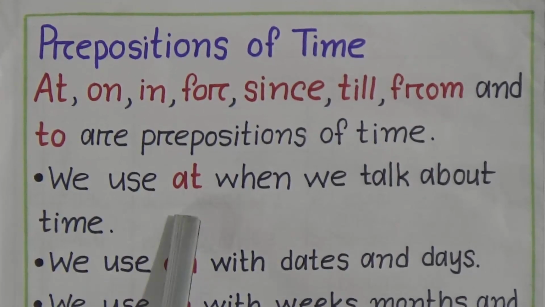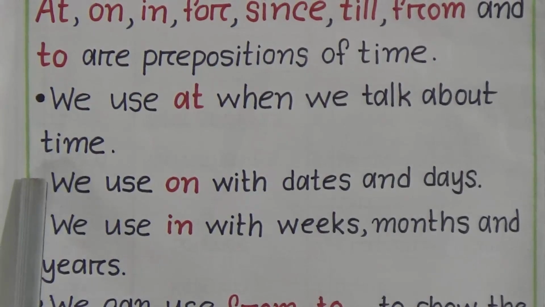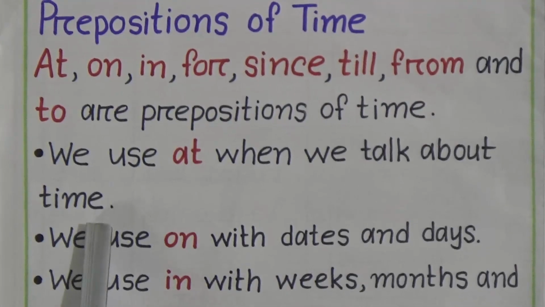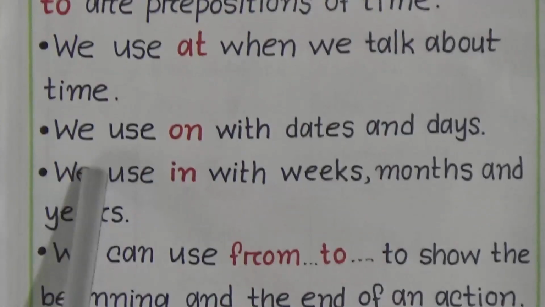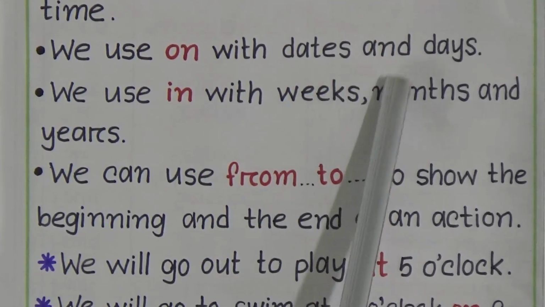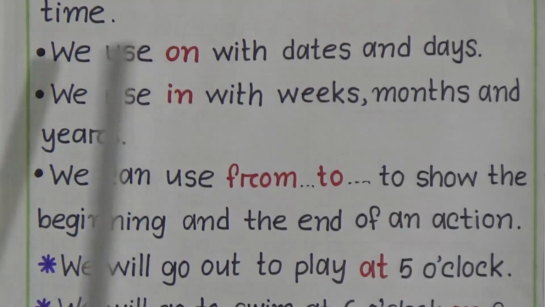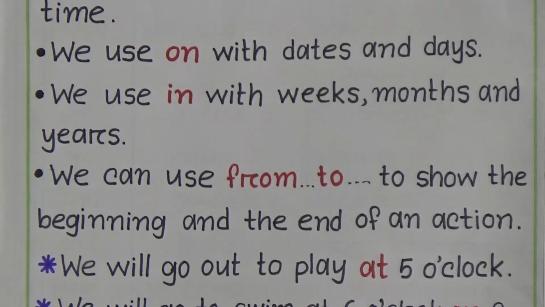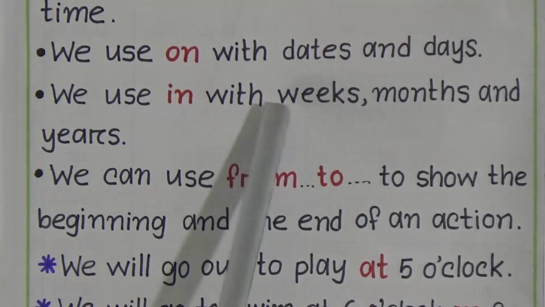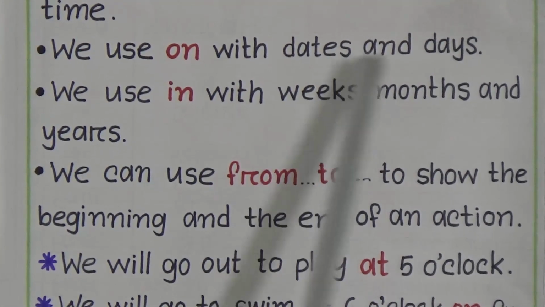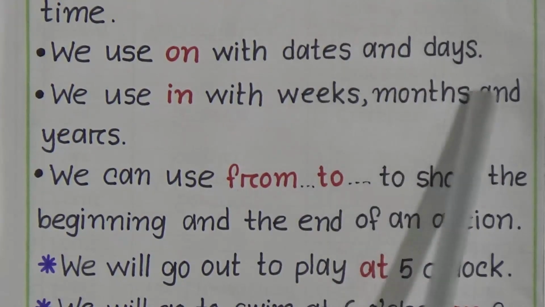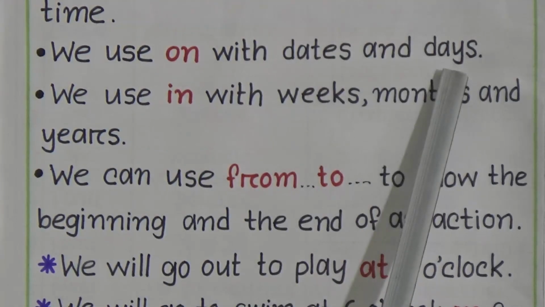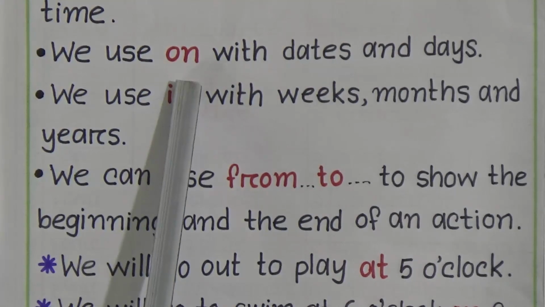First, we use at when we talk about time. Number 2, we use on with dates and days. You know dates, if we say 1st October, 1st January, 3rd January, 6th May, these are called dates. And we know how many days there are? There are 7 days. So before dates and days, we have to use the preposition on.